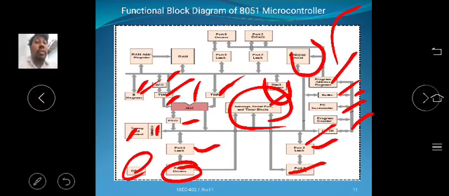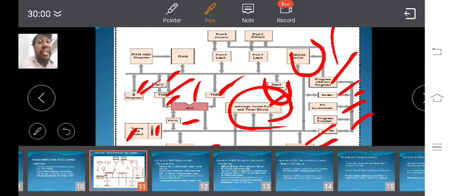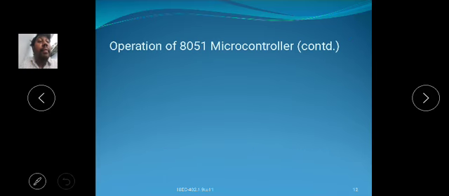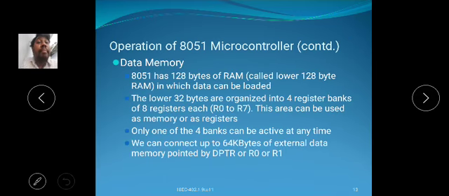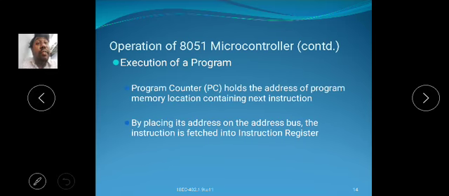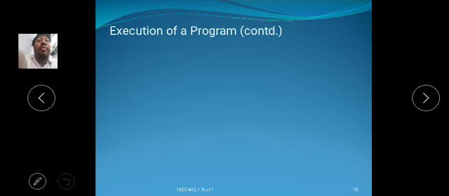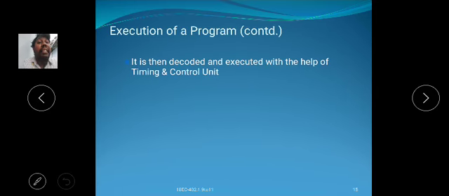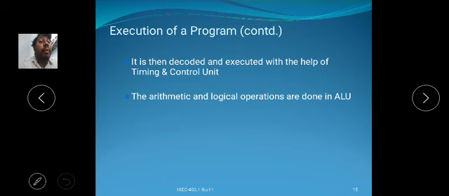You also have to explain the operation of the 8051 microcontroller. In the operation you have to elaborately discuss the program memory, data memory, and execution of the program. This is the important one. Execution of the program: the program counter holds the address of the program memory location containing the next instruction. By placing its address on the address bus, the instruction is fetched into the instruction register and then decoded and executed with the help of timing and control.